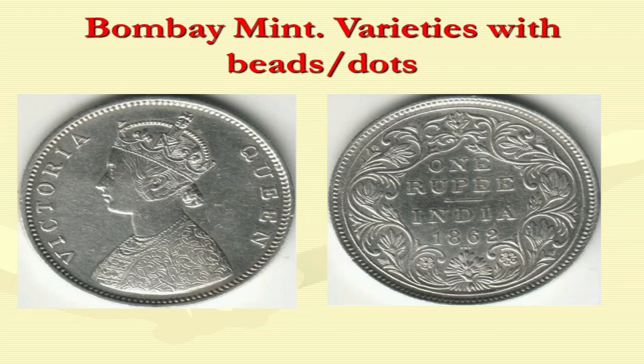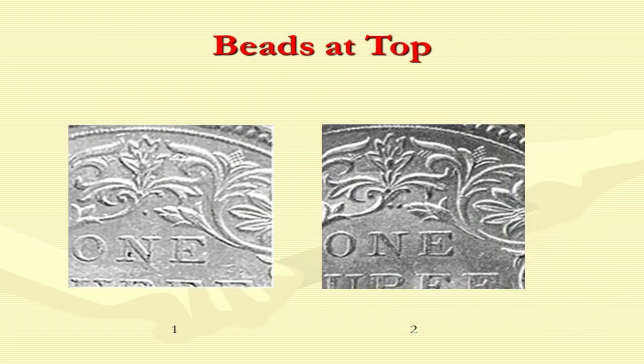And these coins have dots on the reverse, and you can see some dots there. And I want to talk about these 1862 coins with dots on. And the dots occur in different places. So you can see here dots at the top.